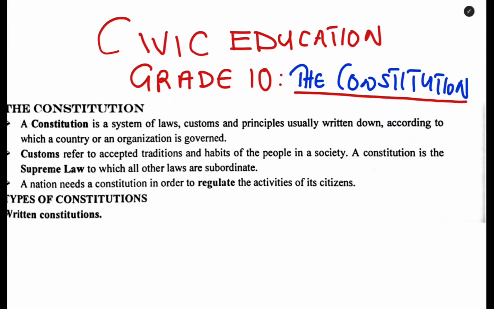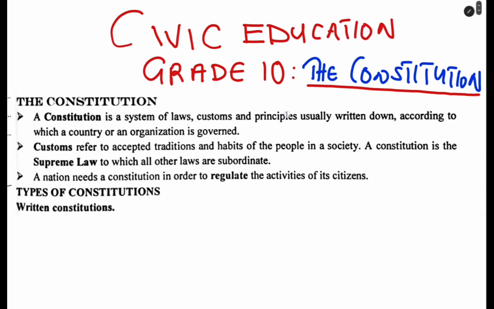So in today's civic education class, we are going to look at the Constitution. But before we even look at the topic, one thing you should know is what civic education is, and also the importance of civic education. But our main focus in this lesson is particularly the topic, the Constitution.